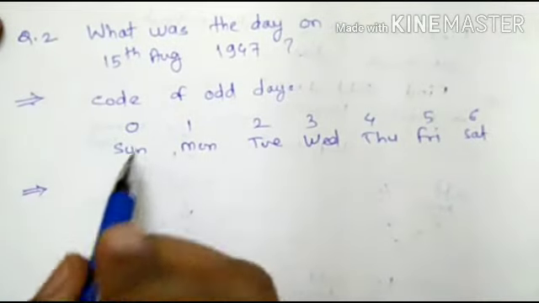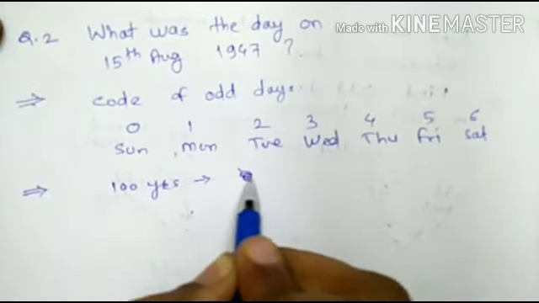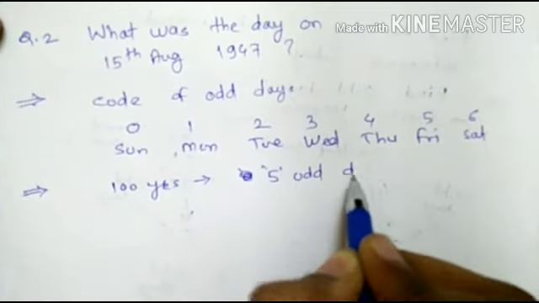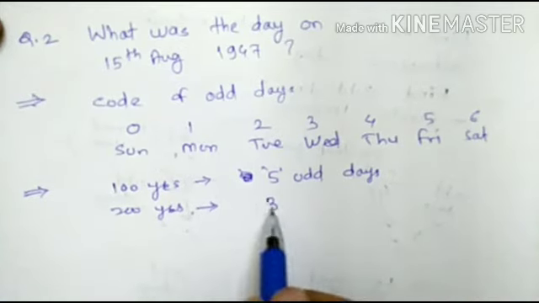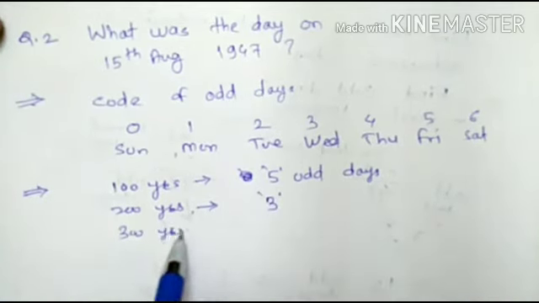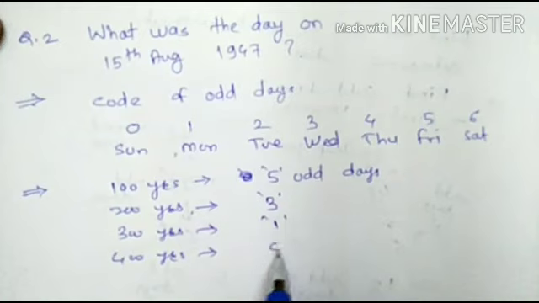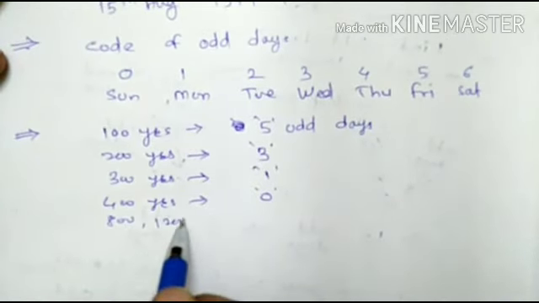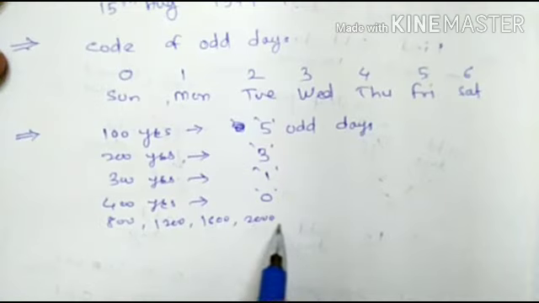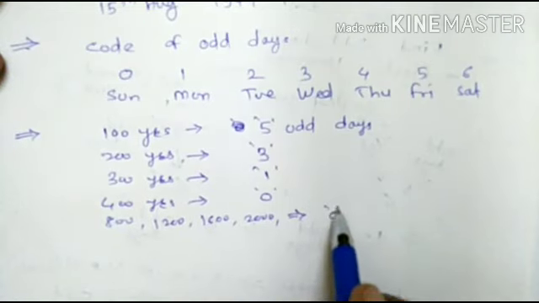Next to it, in the first 100 years there are 5 odd days. In 200 years there are 3 odd days. In 300 years there is 1 odd day, and in 400 years there are 0 odd days. So multiples of 400, that is 800, 1200, 1600, 2000, 2400, 2800, all have 0 odd days.